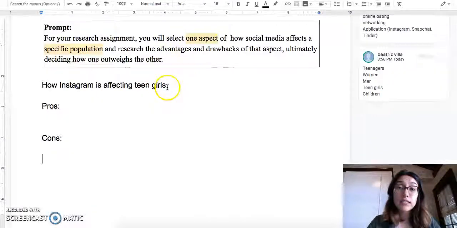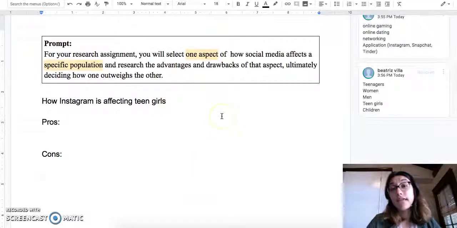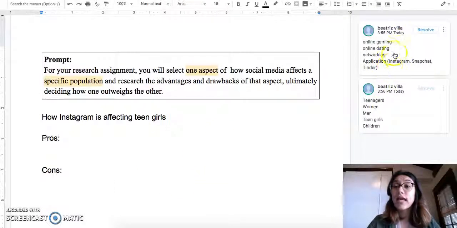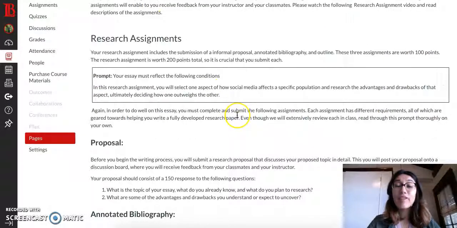Following this example that I laid out for you here, where you select an aspect and a population. If you have any questions, feel free to reach out or post on the research assignment discussion board.